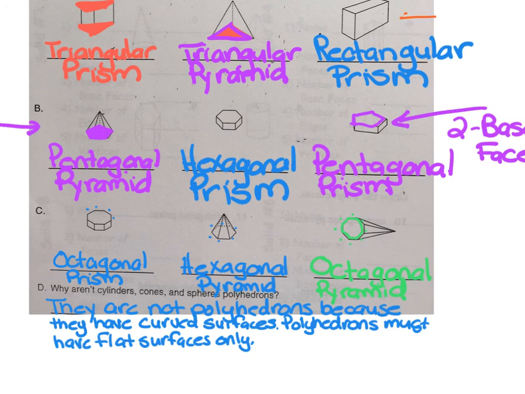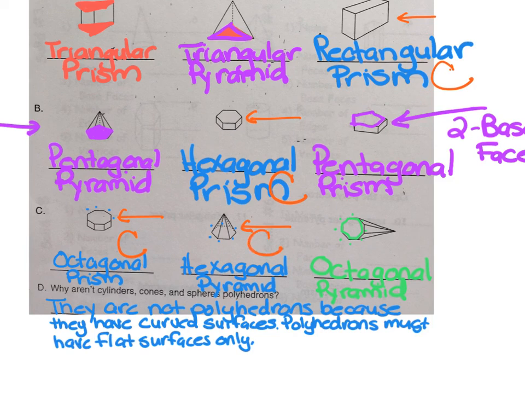For this solid, you should have gotten rectangular prism. Give yourself a C. For this solid, you should have gotten hexagonal prism. Give yourself a C. For this solid, octagonal prism. For this solid, you should have gotten hexagonal pyramid. Give yourself a C if you're correct.